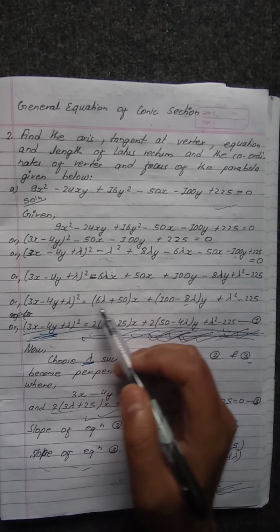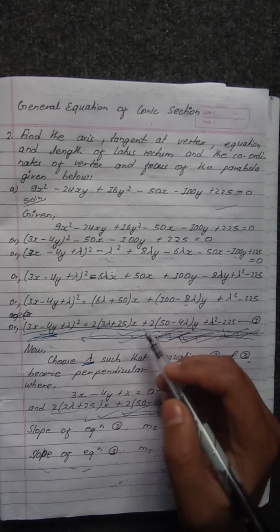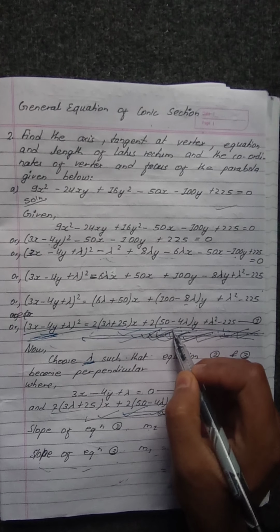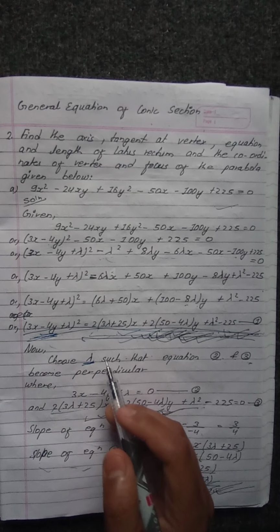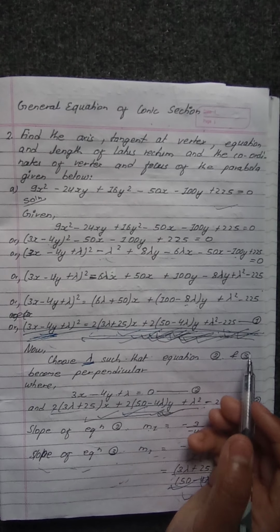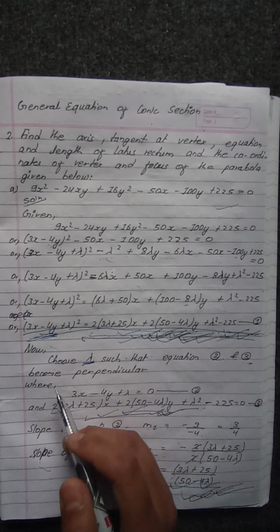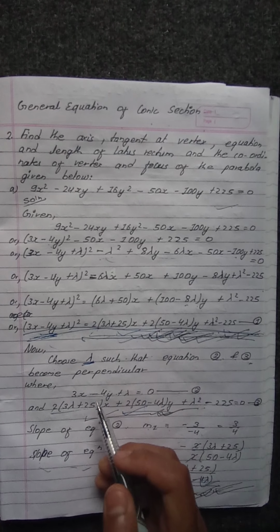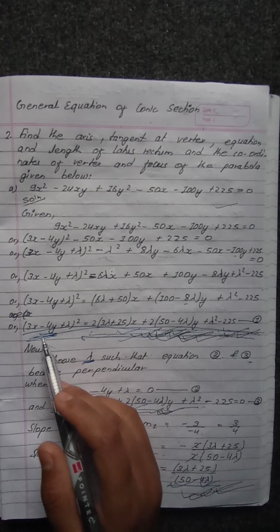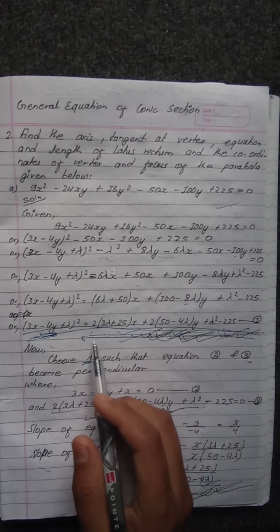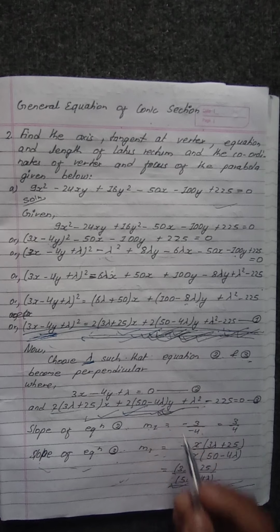Then I further simplify this equation and keep it in this form. You can see here, then choose the value of lambda such that equations 2 and 3 become perpendicular, where equations 2 and 3 are this and this. You can see here, this one is equation 2 and this whole is equation 3.